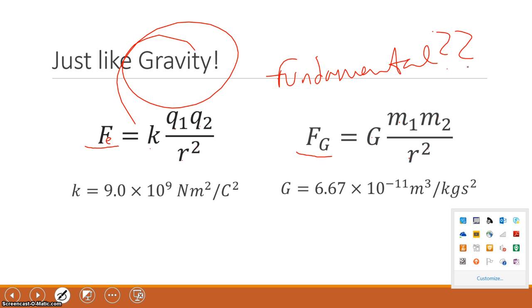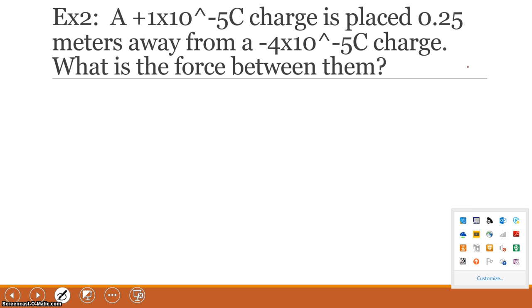All right, so here we go. An example. So here's where your calculator is going to come in handy. Example 2. A positive 1 times 10 to the negative 5 power Coulomb charge. So here's Q1. It is 1 times 10 to the negative 5 coulombs.